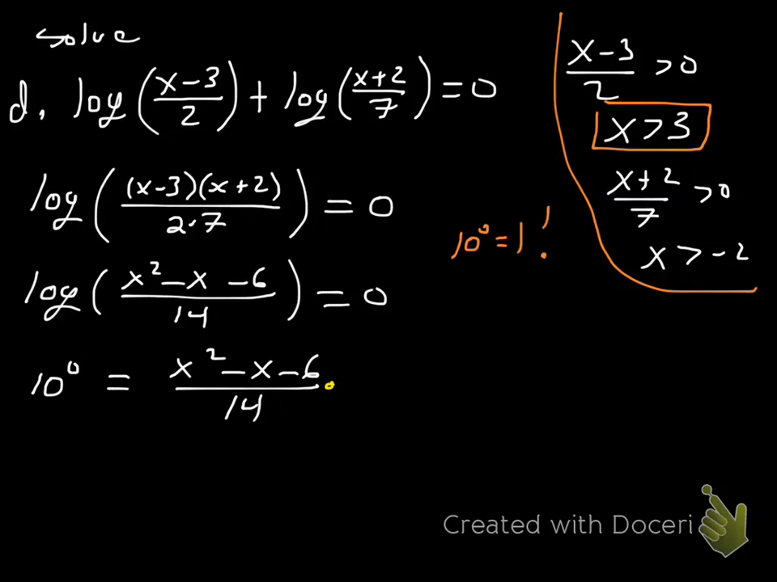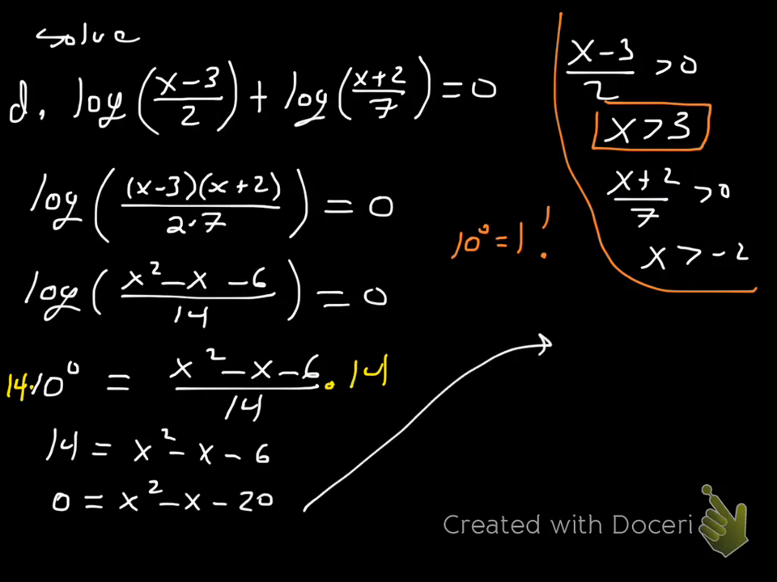Okay, so we're going to multiply both sides by 14 to get rid of that fraction. And 10 to the 0 is 1, so 14 times 10 to the 0 is the same thing as 14 times 1, which is 14. And that's equal to x squared minus x minus 6. Then we'll subtract 14 from both sides. Negative 6 minus 14 is negative 20. And this one will factor into x minus 5 and x plus 4.